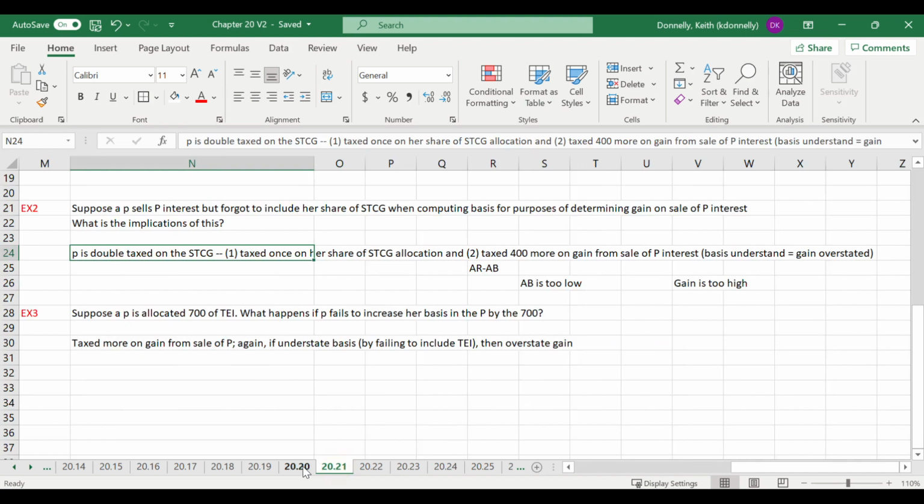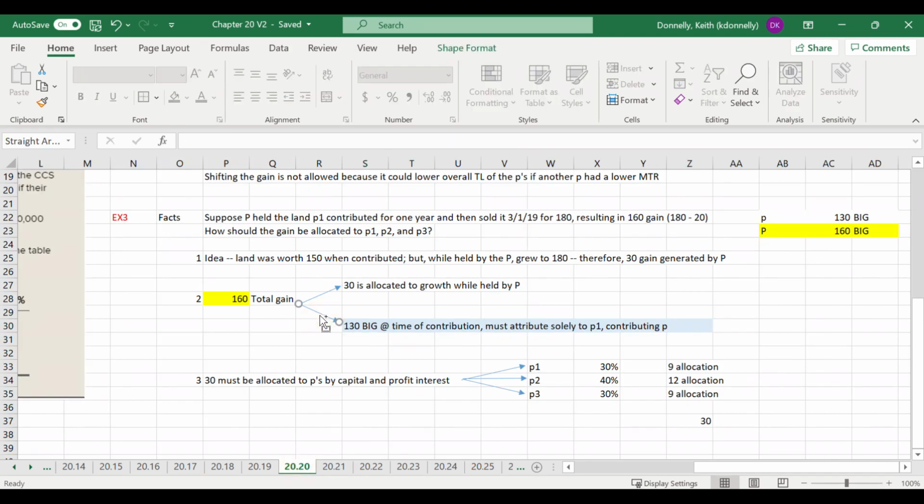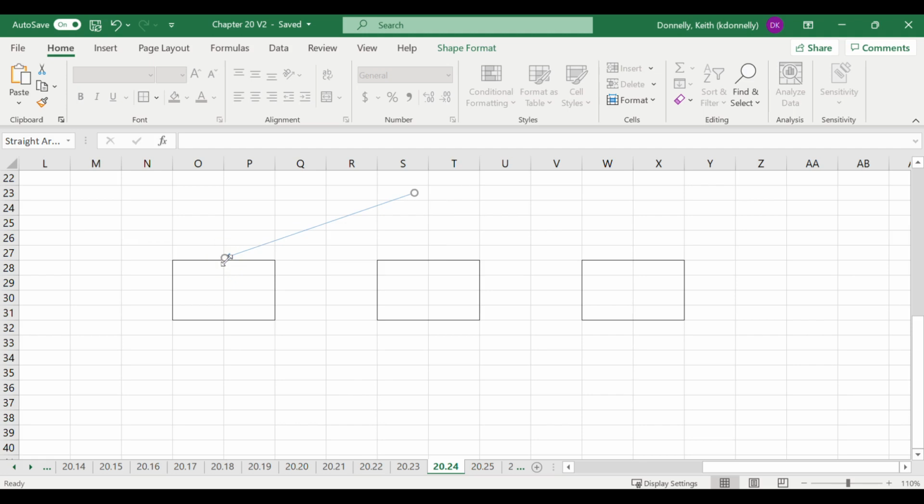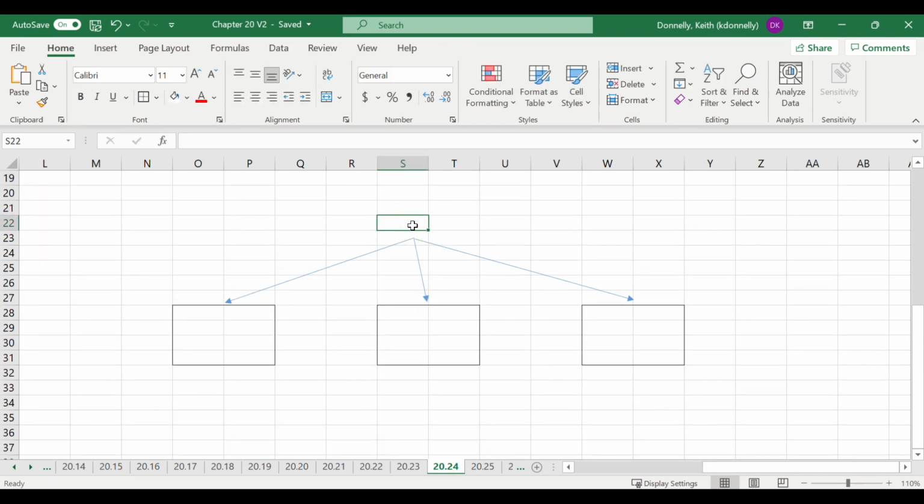See if I can get a line from another. Here we go. Let me just snag that. 1, 2, 3, right? Now I'm just going to put money right here, or loss, right?